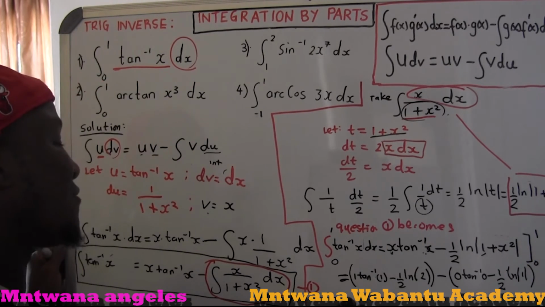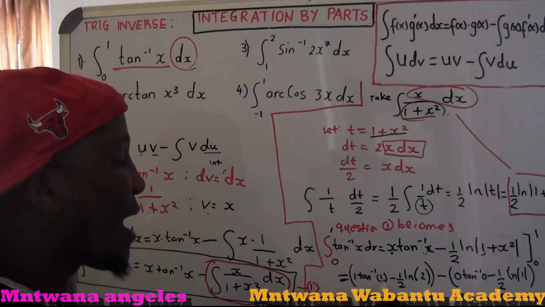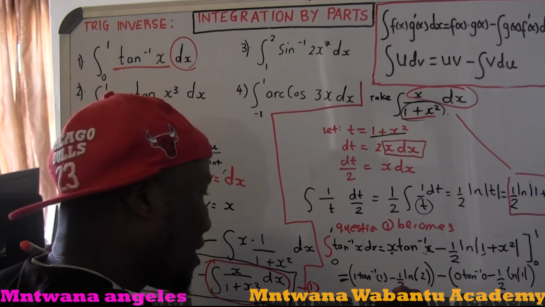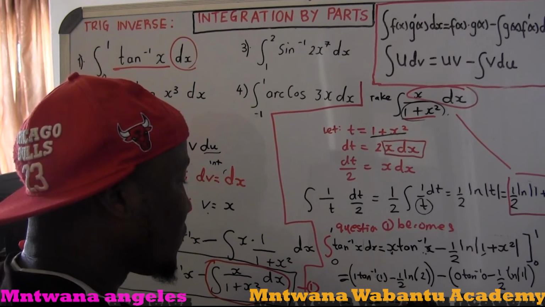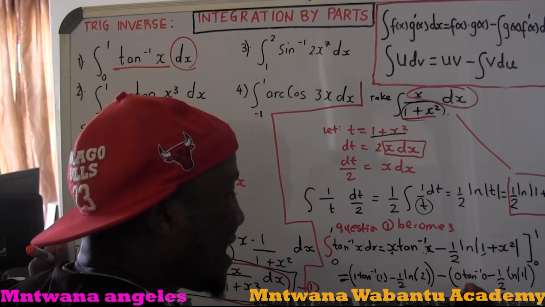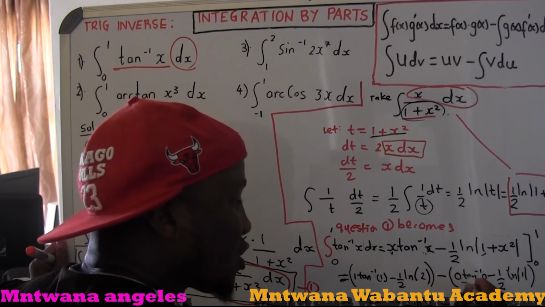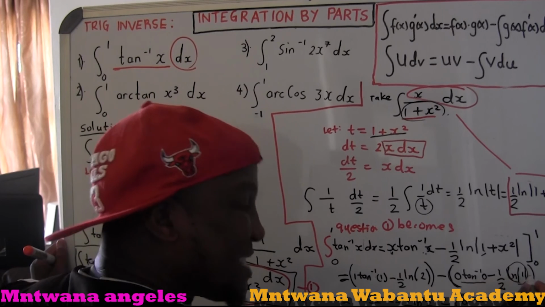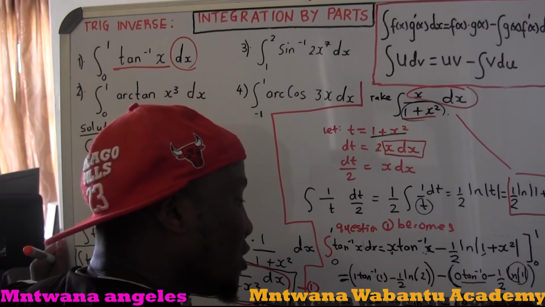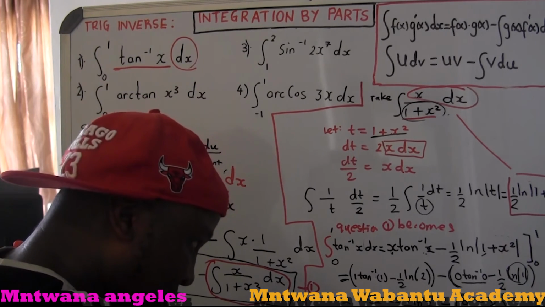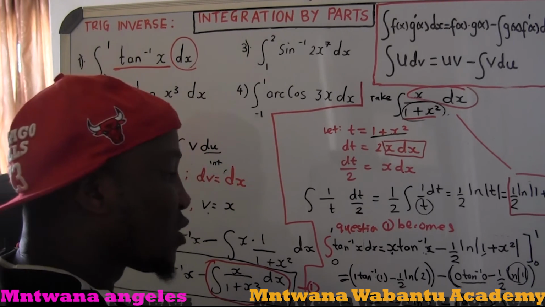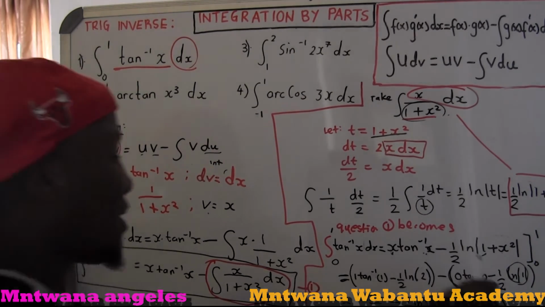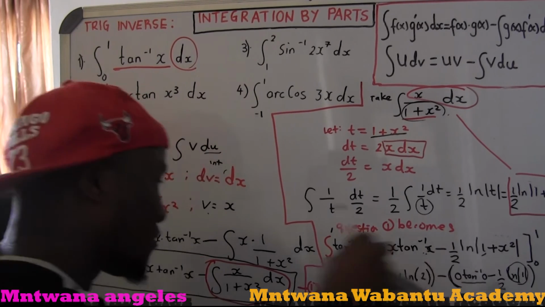Okay, the bracket. So now we have to simplify this. Tan inverse of 1 equals 45 degrees, or pi over 4. Pi over 4 minus a half ln of 2, minus 0 times anything is 0. So this part here is going to be 0 minus ln of 1, which equals 0. So 0 minus a half is negative a half. Negative times negative a half equals positive a half. So I can replace these with plus a half.